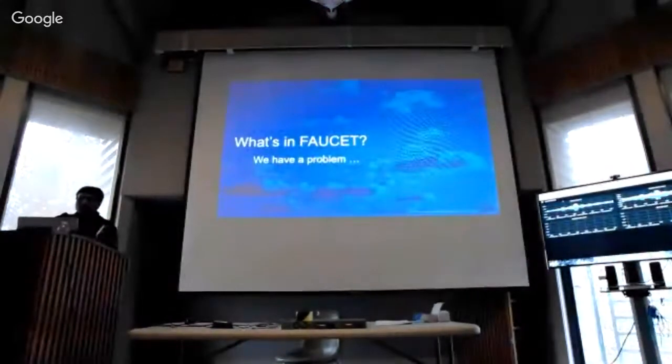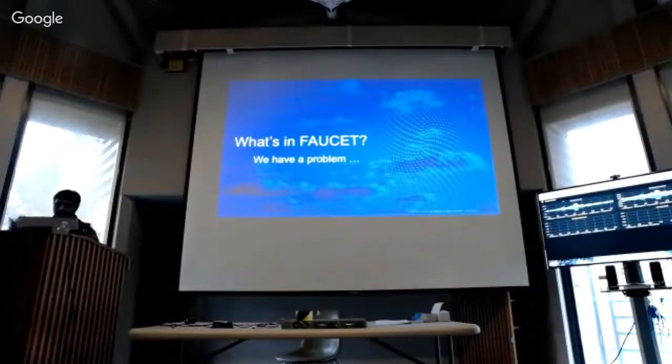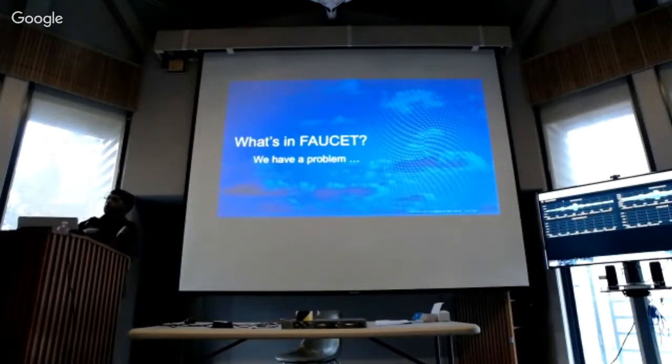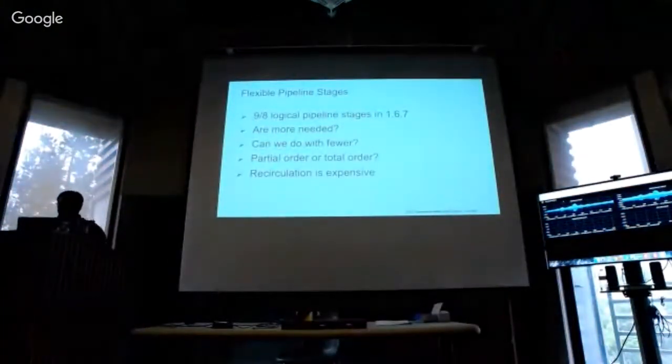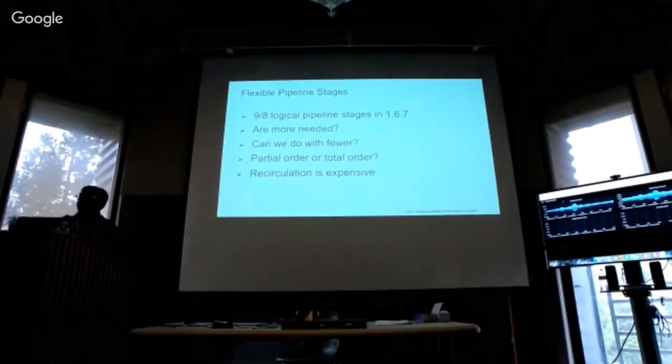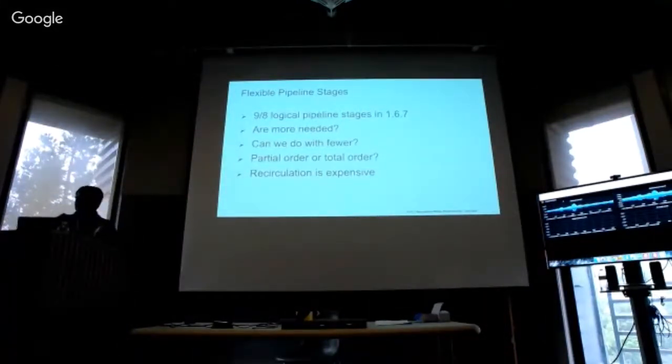So now let's look at what's in Faucet. And I want to state upfront, as someone who works on the hardware side of these things, we do have a problem. We have solutions. But there's a problem, and I think maybe there are better solutions. That's what I really want to talk about. Okay, so right now, Faucet has 9 or 8, depending which way you look at it, since the V4, V6 FIB are in parallel, and it's really an open question. Do we need more? Can we do with fewer? Are these stages a partial order or a total order? Now, this is a very, very important question, because already we see that there isn't a total order. V4 and V6 are in parallel.